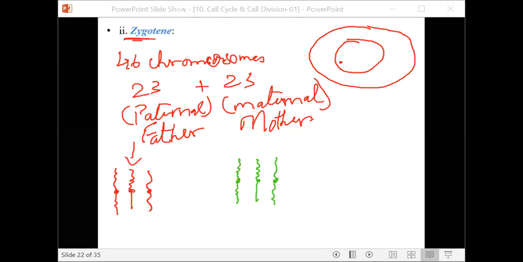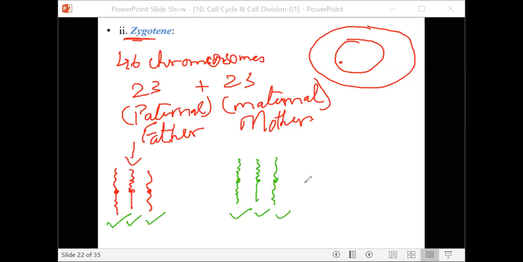Similar will be seen coming from the mother. Now what will happen in zygotene? In leptotene, these are thin threads. They definitely are in leptotene. All of these have chromatids. This one has two sister chromatids, this one has two sister chromatids, and these three have sister chromatids.